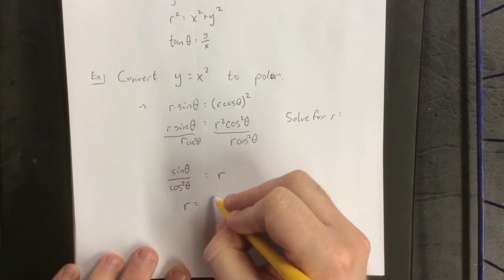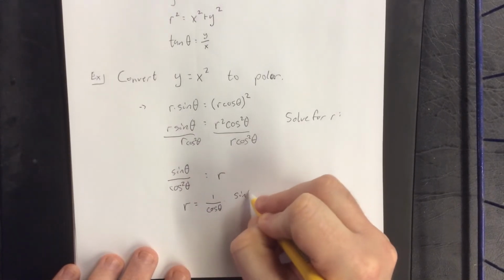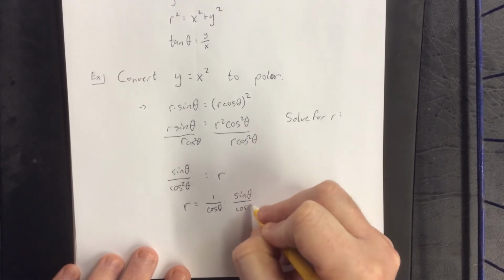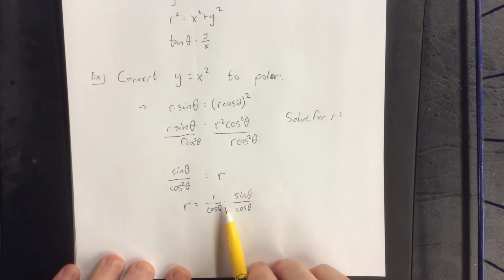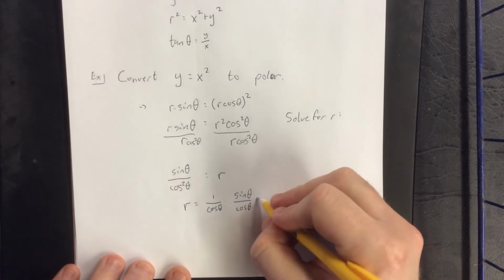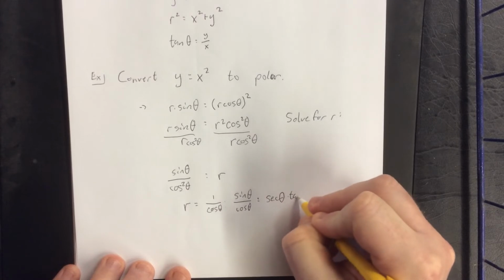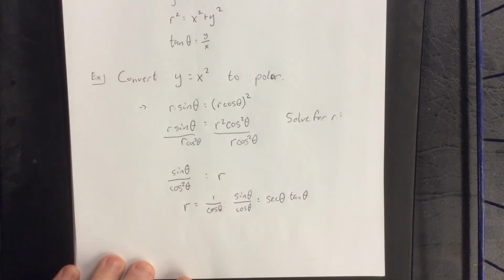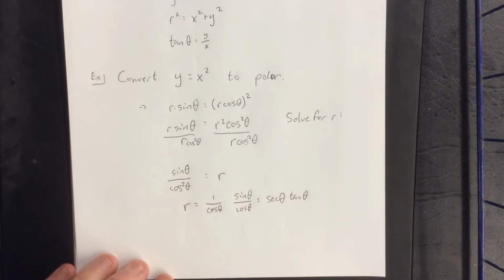Now, one thing that frequently gets done with something like this is to talk about it in the following fashion. This would be r equals 1 over the cosine of theta times the sine of theta over the cosine of theta, which would be the secant of theta times the tangent of theta. Now, it's okay to do this. You don't absolutely have to express it in this fashion. We were done at the previous step. This is just to make it look a little fancier.